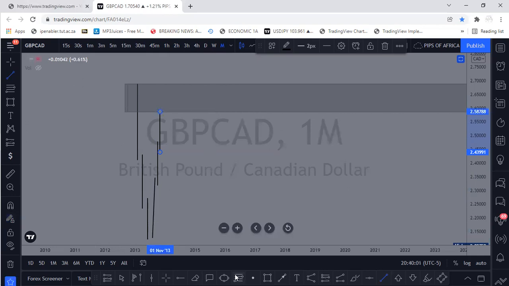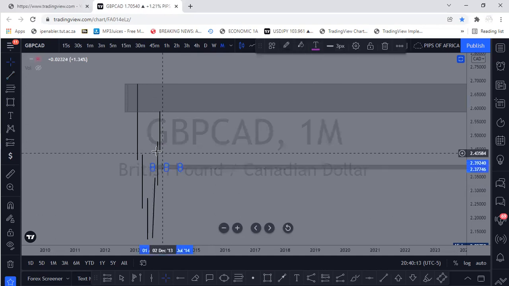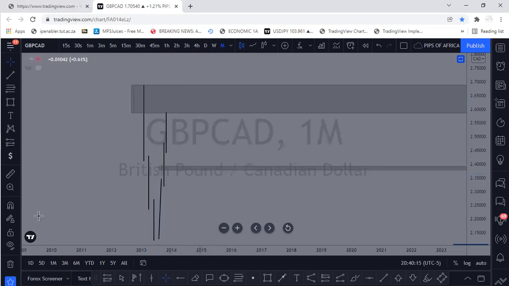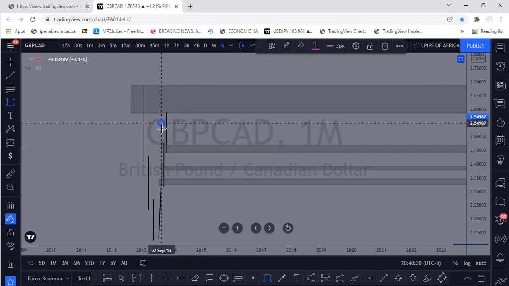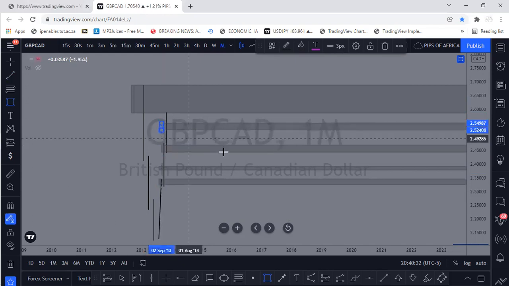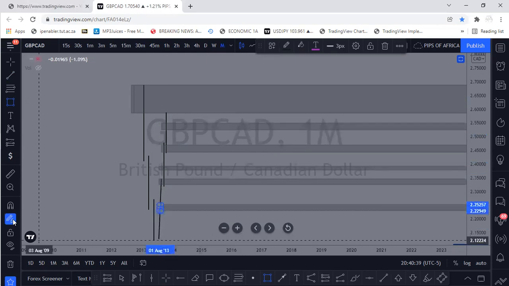Okay, so this is what will happen most of the time. When you go to smaller time frames, you'll realize that there's an order block here. According to the daily time frame, there's an order block here that was not mitigated. There's an order block here that was not mitigated. This is the daily time frame order blocks. Even here, there's an order block that was not mitigated. So what to do in a situation like this?